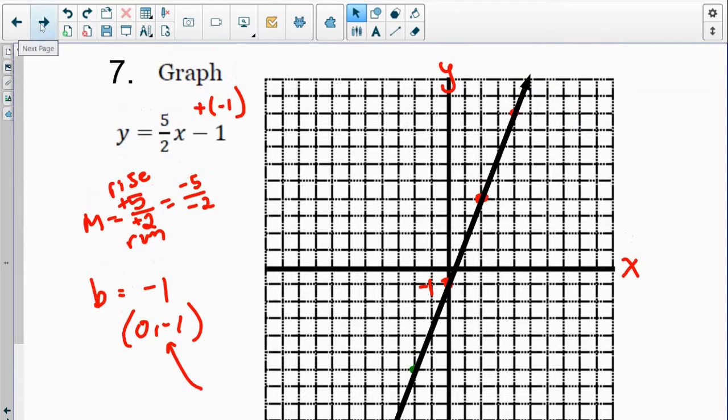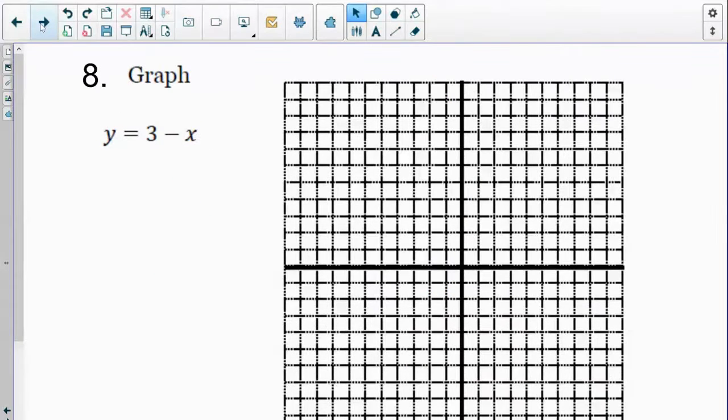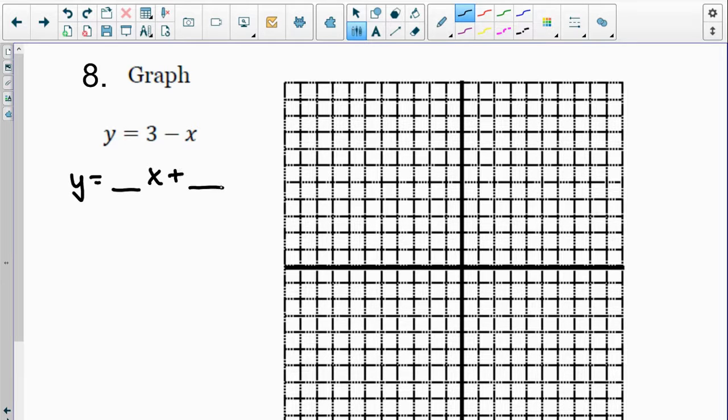All right, let's take a look at another one. Number 8, we have y equals 3 minus x. I want to start by rewriting this equation so it models more of my slope-intercept form. So I'm going to do a little switcheroo because I don't want the x part at the end. I want it first. So I'm going to make it negative x plus 3, because remember the 3 is positive, so I use a plus sign there. And I also want to remember that if it's negative x, it really means negative 1x.